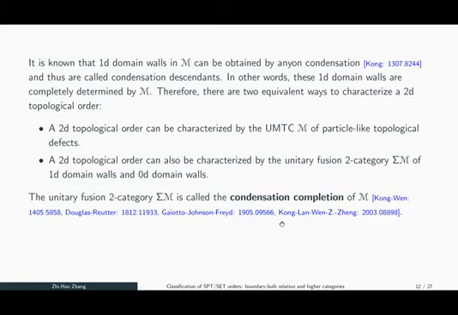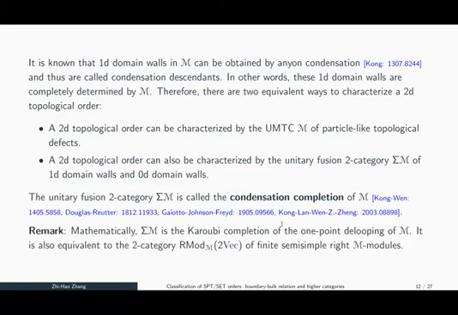Okay, this unitary fusion 2-category, ΣM, is also called the condensation completion of M. And for mathematicians, ΣM is just the Karoubi completion of the one-point delooping of M. And it is also equivalent to the 2-category of finite semisimple right modules of M. Okay, so this is ΣM.